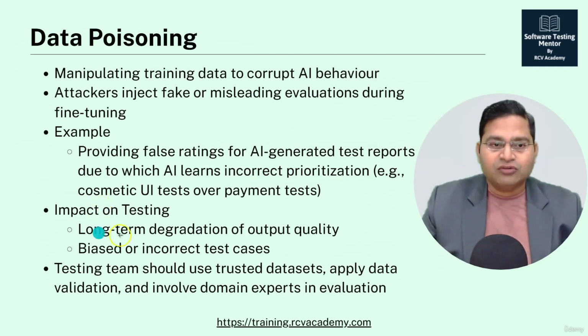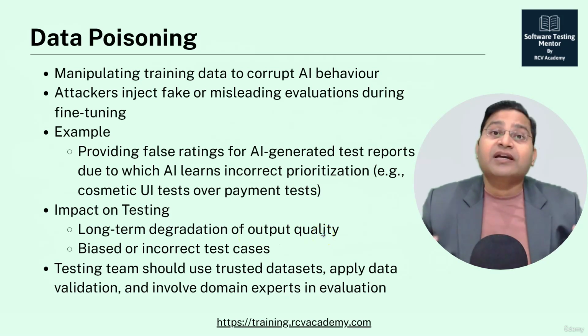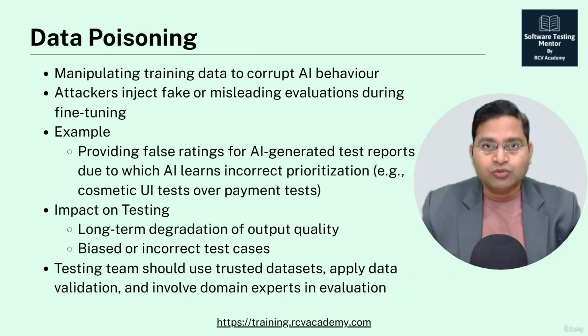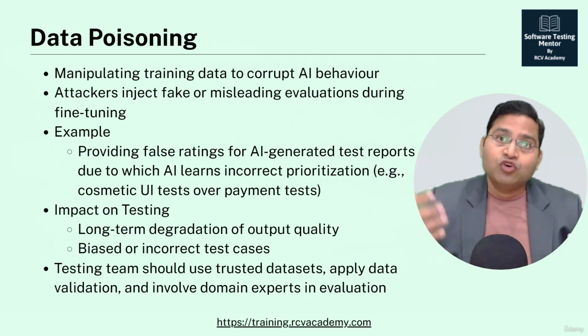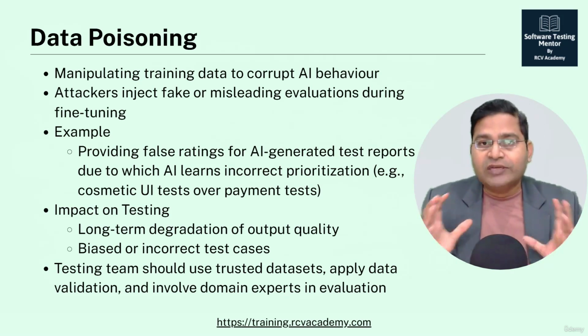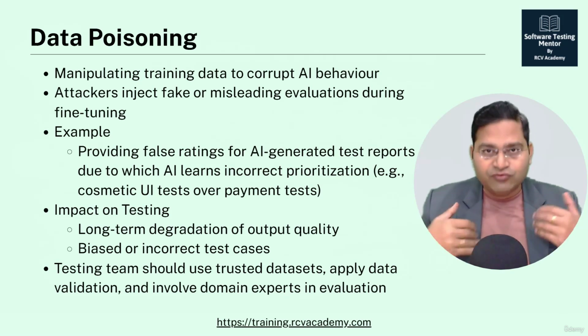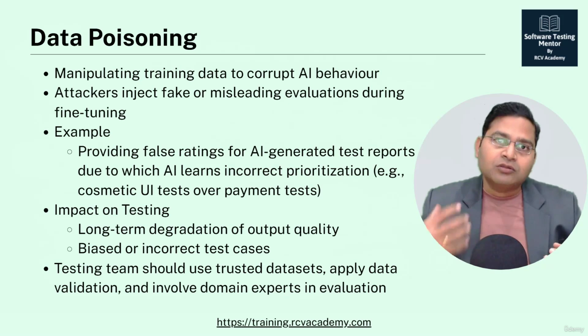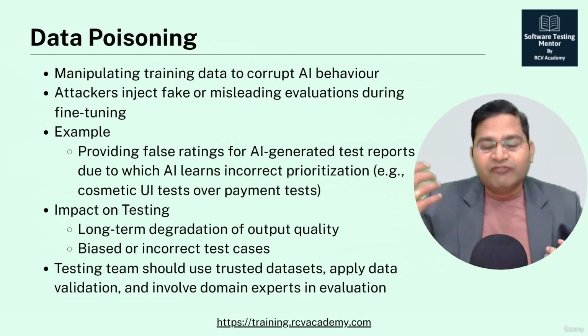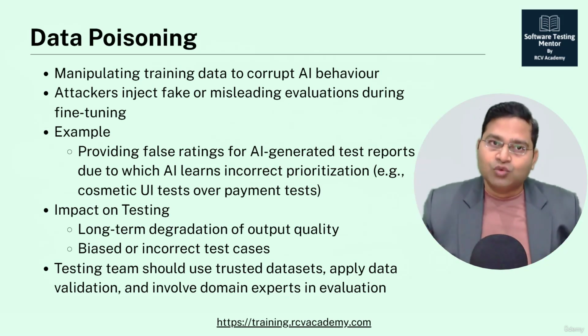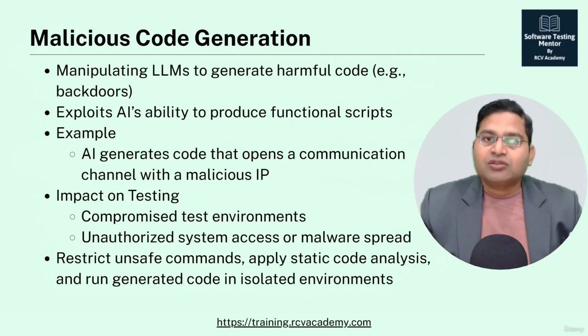Okay, now as an impact on the testing, long-term degradation of output quality will happen. Biased or incorrect test cases will be provided to you. Biased information, biased output will be provided to you due to data poisoning. As a testing team, as a tester, you should always use trusted data sets, apply data validation, and involve domain experts in evaluation. So when you are using any GenAI model or large language model, make sure that you actually review the results, review the output, and also have the subject matter expert evaluate the output before actually using that.